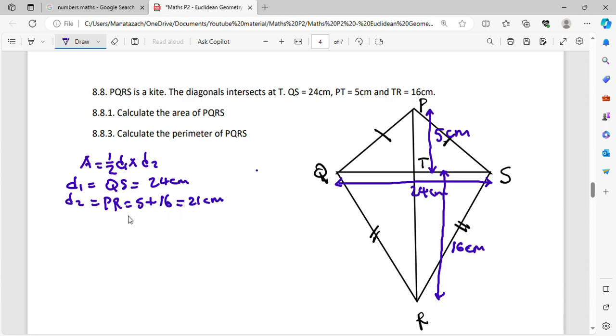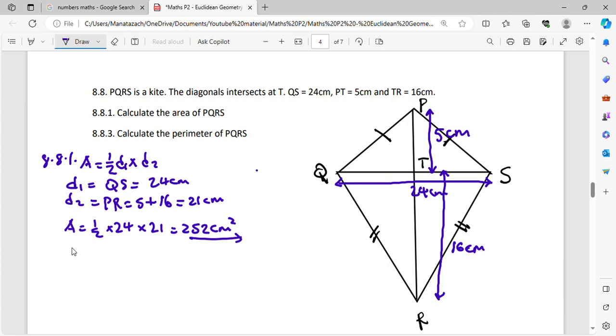That is 21 centimeters. So to calculate the area, it's half times QS, 24, times PR, 21. Then the area will be 252 square centimeters. Okay, that's the answer for 8.81.